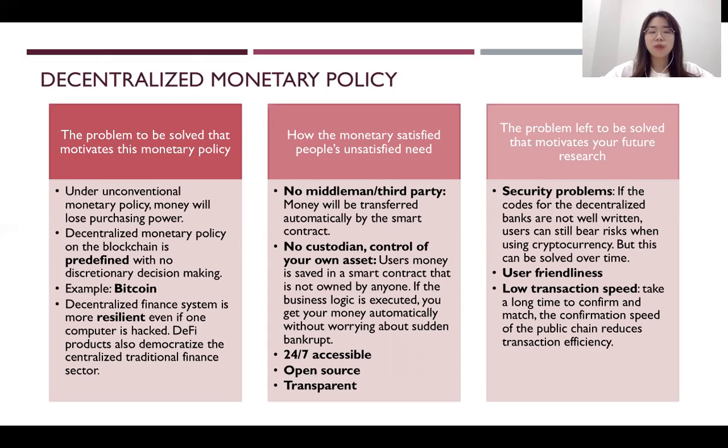However, there are also problems involved. The first is security problems. If the code for the decentralized bank is not well written, users can bear risks when using cryptocurrency. However, this can be solved over time. Another is that it needs to be much more user-friendly to get more trust from users. The last one is that it takes a long time to confirm and match the transaction, so there is a low transaction speed.